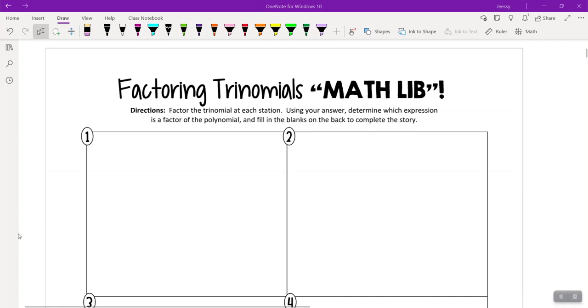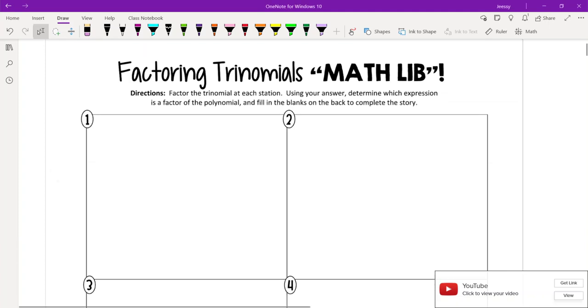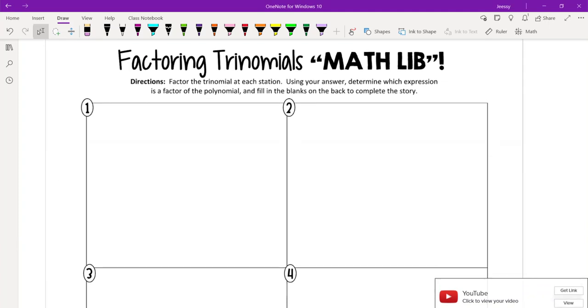All right, so this is actually an assignment that we're going to complete in class. And it's basically practice on trinomials.